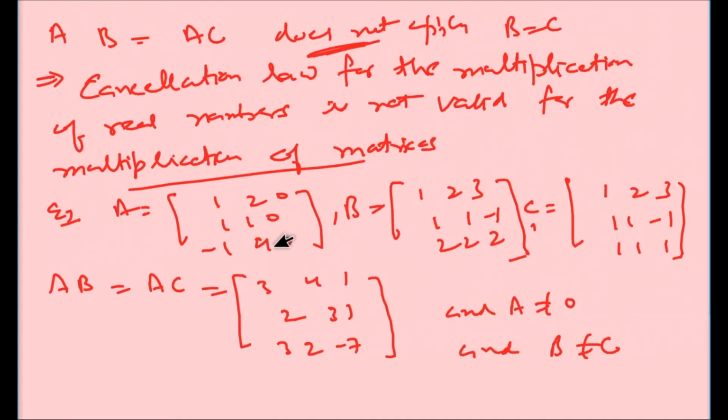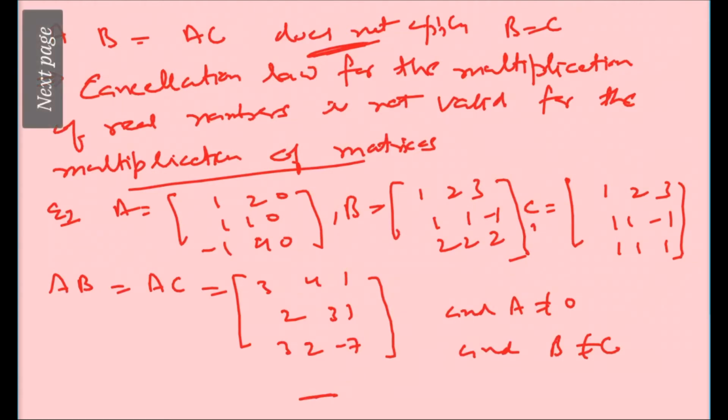I am saying A equal to not the 0 matrix, I am saying the value of A is 0. Okay, so this you have to understand, right? Now I am telling you some more things.